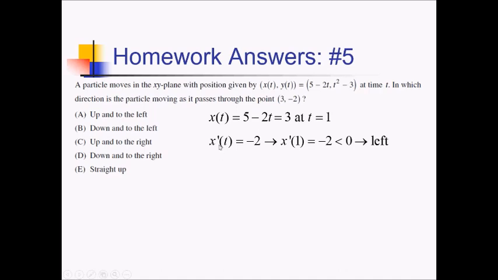Next we check out y prime, which is just going to be 2t, so the derivative not too bad on this one. Plugging 1 into that, we've got 2 times 1, which is just 2. Significantly, this is a positive number. That means our up-down motion is positive, so we're going up. So left and up, which is going to be choice A.